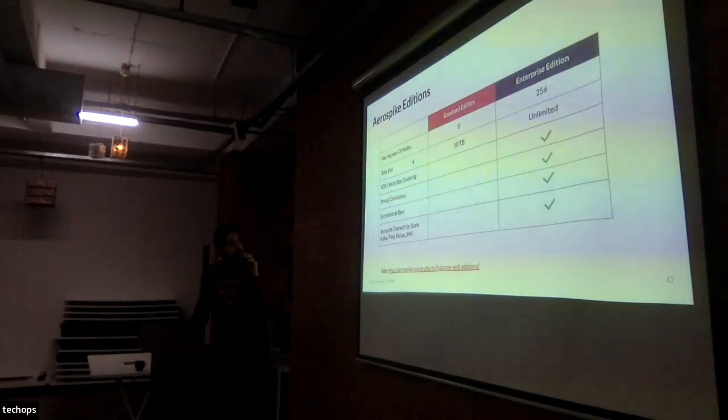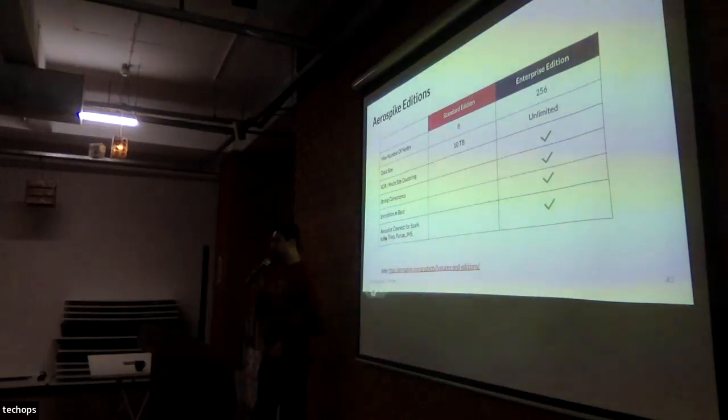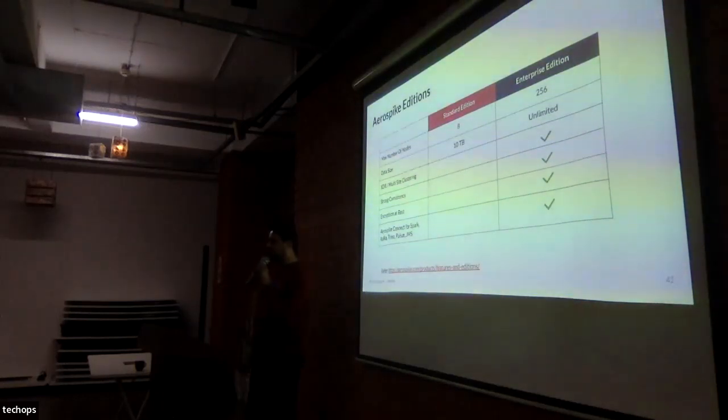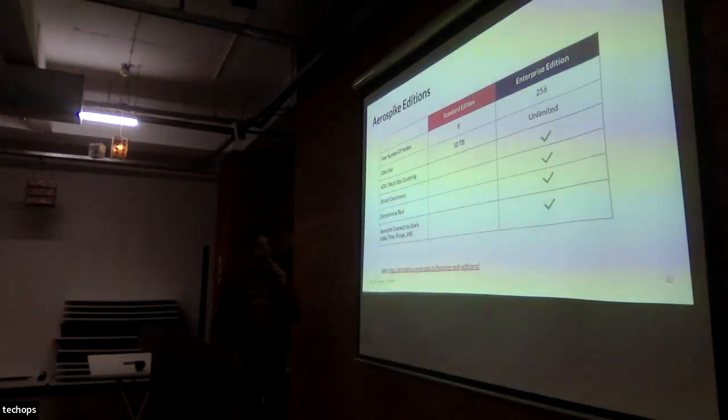Right, Aerospike basically comes in two flavors. It has a standard edition and an enterprise edition. Standard edition is the open source one. But there are certain limitations, like you can do XDR, which is cross data center replication, in enterprise edition, which is not there in open source, right? Strong consistency, encryption at rest, and a lot of other connectors do come in enterprise edition only.